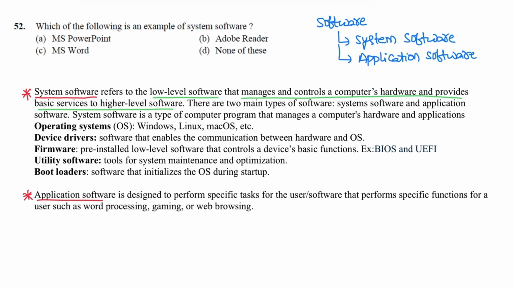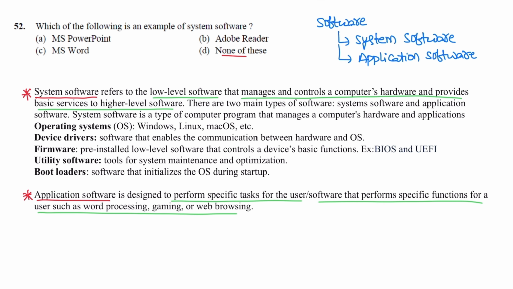Whereas application software is designed to perform a specific task for the user, such as word processing, gaming, and web browsing. So the correct option is none of the above. Microsoft PowerPoint, MS Word, Adobe Reader, these are examples of application software, and the example of system software in the question is none of the above.